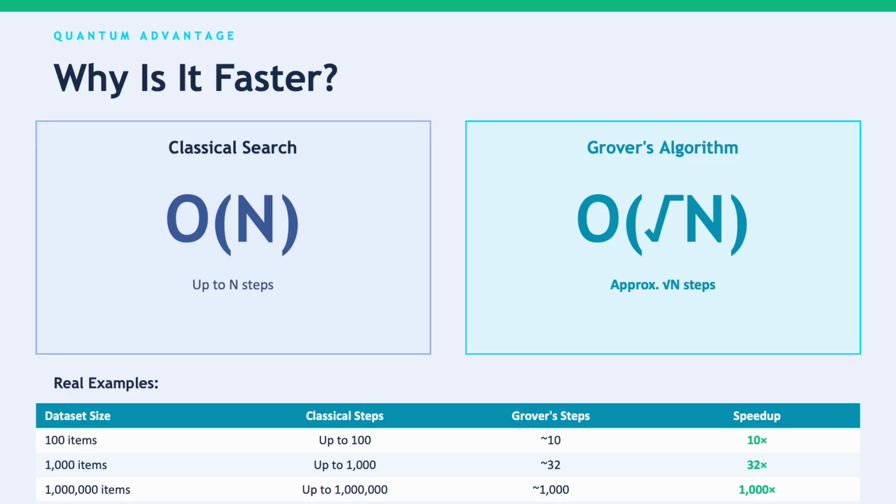It is not as dramatic as some other quantum algorithms. For example, Shor's algorithm gives an exponential speedup for factoring numbers, but for searching problems, it is the best any quantum algorithm can do, and it is still a massive improvement over classical methods.